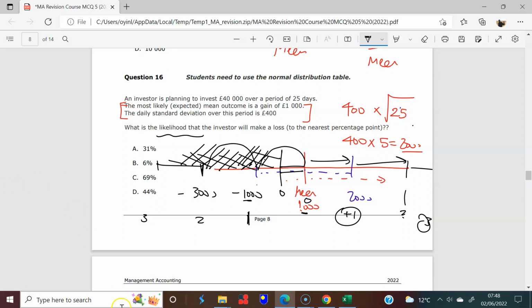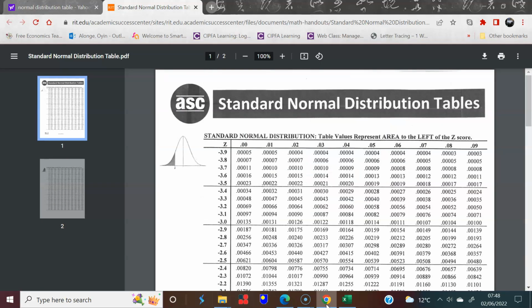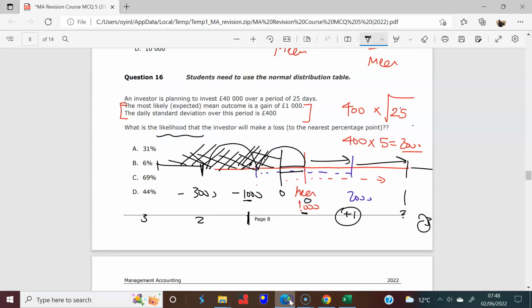So to do this, you will be given a chart that looks like this. So you can see here, just to highlight this halfway house of 0. If the Z score for the mean is 0, and the Z score for minus 1,000, which is falling by £2,000, is 1, well, the Z score for the halfway point must be minus 0.5, right?